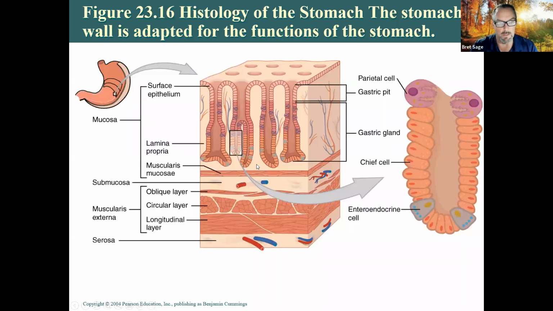Okay, this is another image directly from your text. It shows you what the innermost layer of the stomach looks like, all the different cells. And then if you dive into one of these indentations here, gastric pits, they're called officially, you see these different cells here that are going to be producing acids, mucus, bicarbonate buffer, things like that.